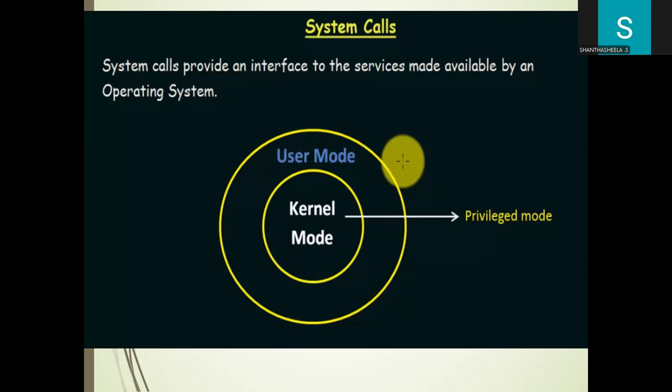Now, what about the system call? As we all know, certain services are made available by the operating system. In order to access those resources, the system call acts as an interface to the user. So, a system call provides an interface to the services that are made available by an operating system. So this is about the system call and the different modes of operation of a program.